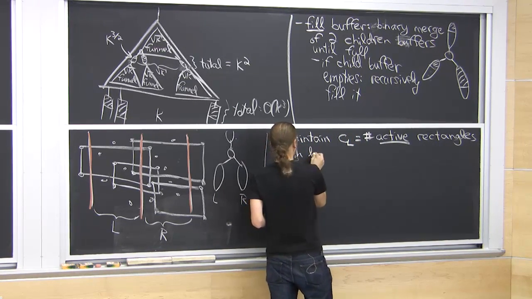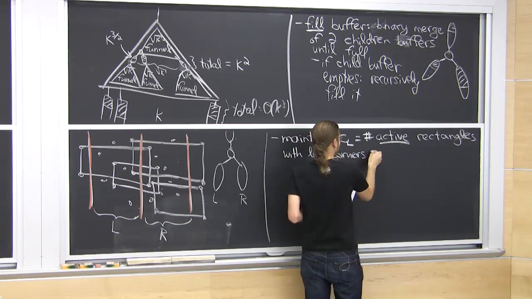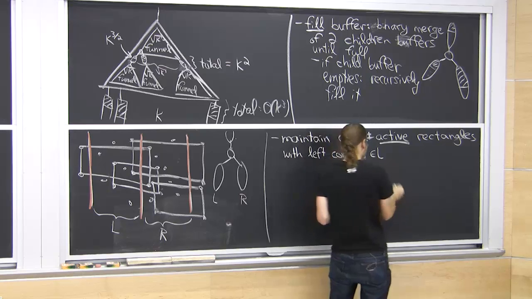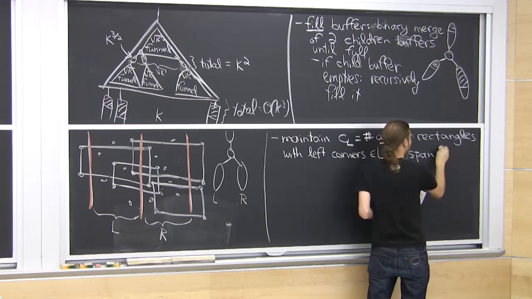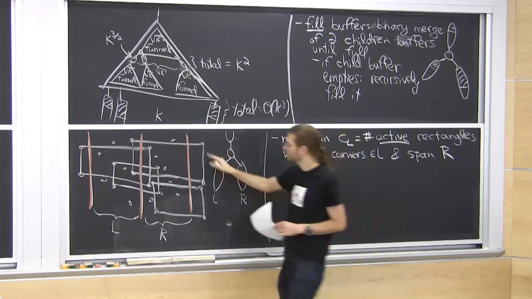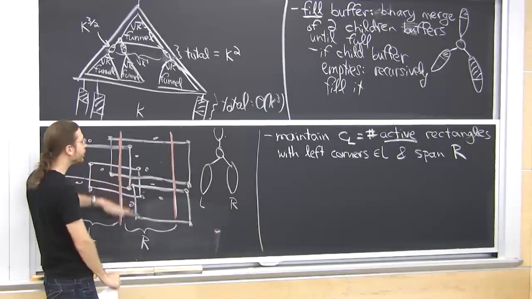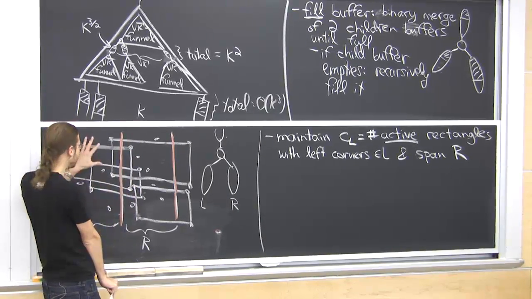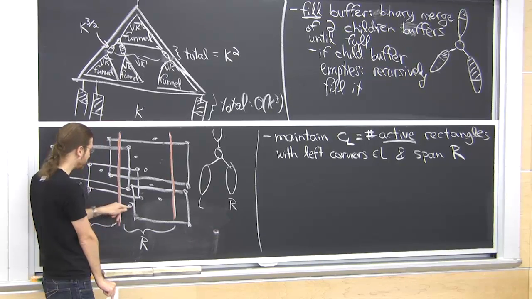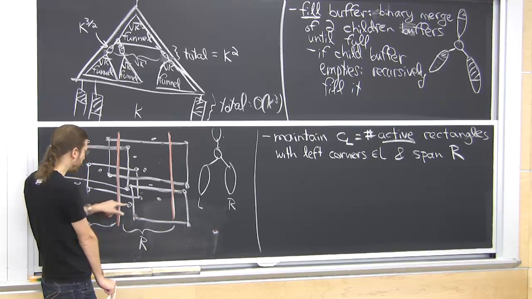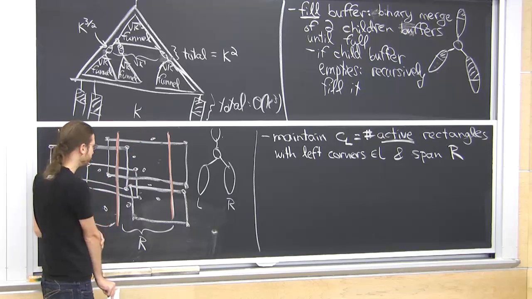that have left corners in L and completely span R. So that's these guys. So that's easy to do. As we're merging these points, each of them has been sorted by Y. Now we're doing a merge, so we're considering all the corners and all the points in increasing Y coordinate as we do that binary merge.